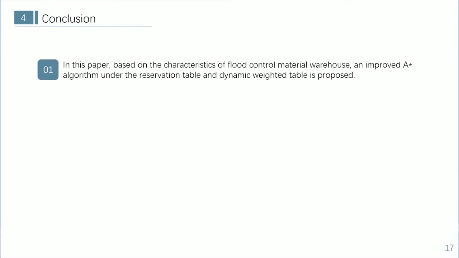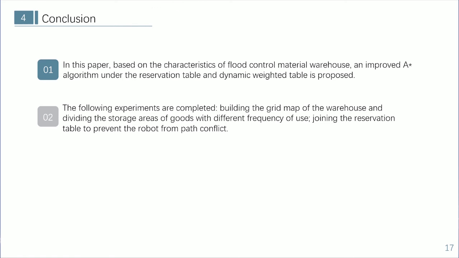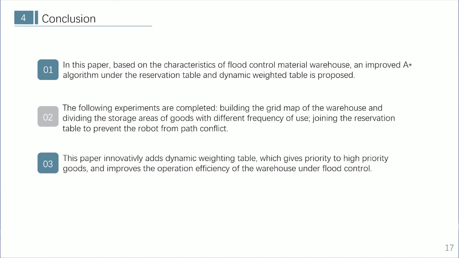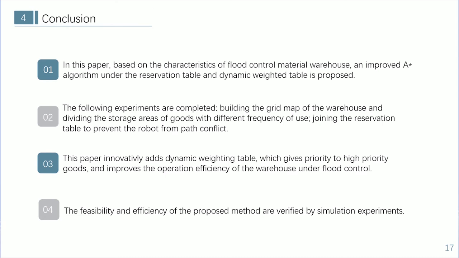In this paper, based on the characteristics of fluid control materials warehouse, an improved A-star algorithm under the reservation table and dynamic weighted table is proposed. The following experiments are completed: building the grid map of the warehouse and dividing the storage areas of goods with different frequency of use, joining the reservation table to prevent the robot from path conflict. This paper innovatively adds a dynamic weighting table, which gives priority to high priority goods and improves the operation efficiency of the warehouse under fluid control, and the stability of efficiency of the proposed method is verified by simulation experiments.